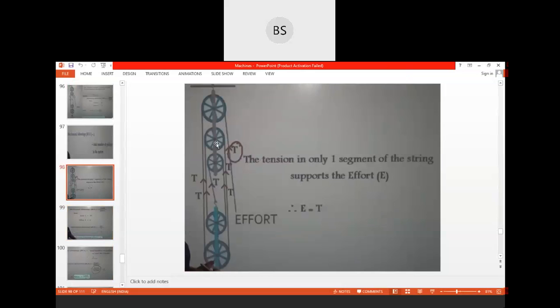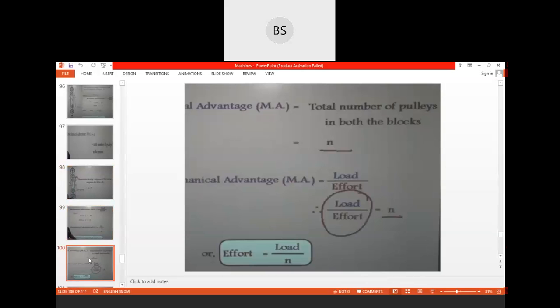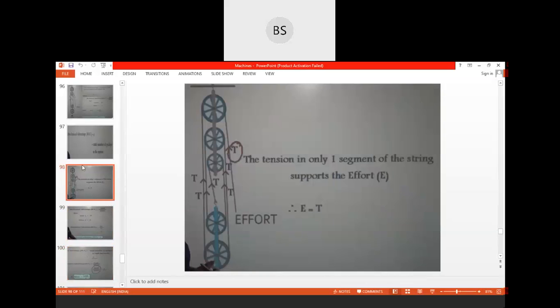So if you observe here again, children, you can see that our number of pulleys is also 5. See, 1, 2, 3, 4 and 5. And if you see, the answer also is 5. Correct? Understood? Yes or no?